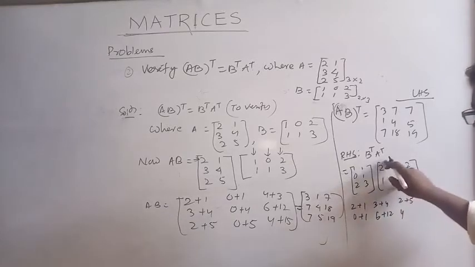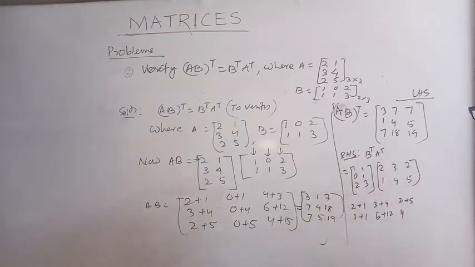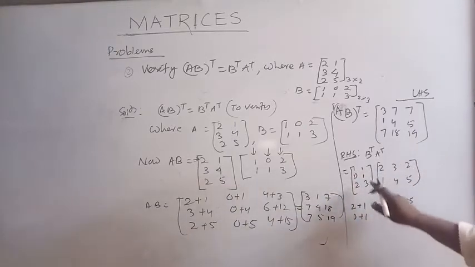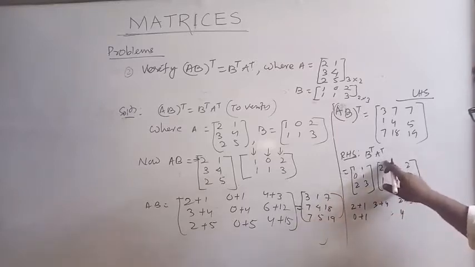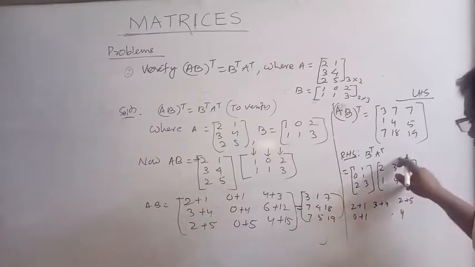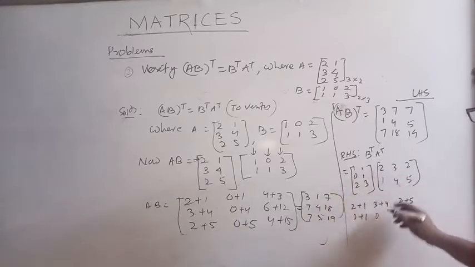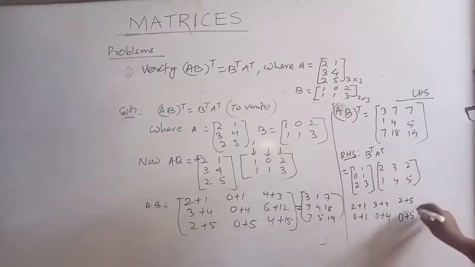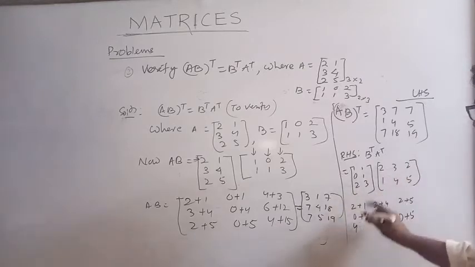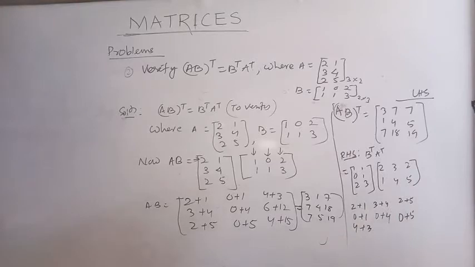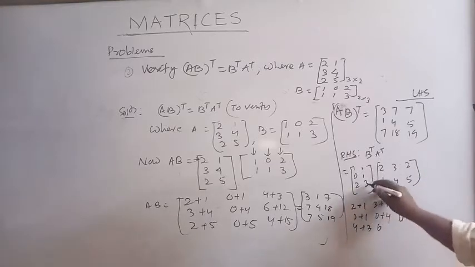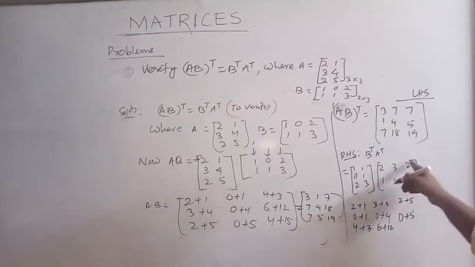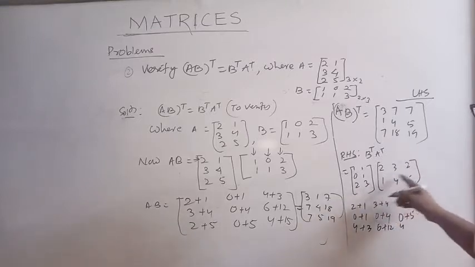0 into 2 is 0, 1 into 1 is 1. So 0 into 3 is 0, 1 into 4 is 4. Then 0 into 2 is 0, and 1 into 5 is 5. Okay, 2 into 2 is 4 plus 3. Then 2 into 3 is 6 plus 12. Okay, 2 into 4 plus 15.